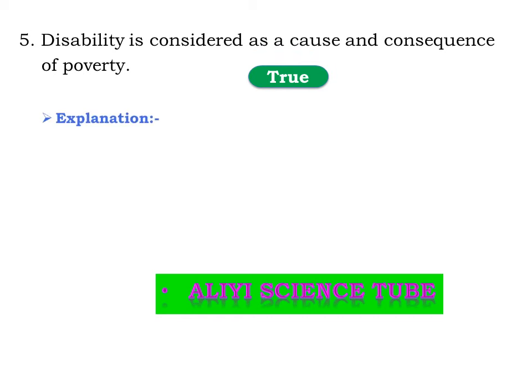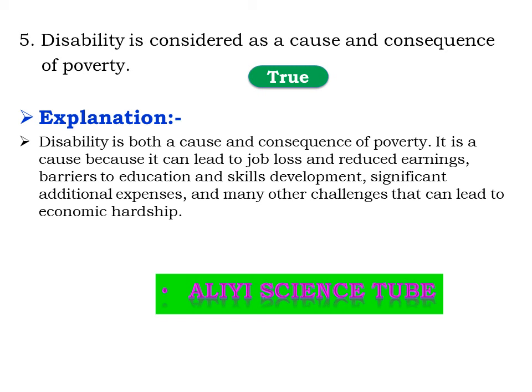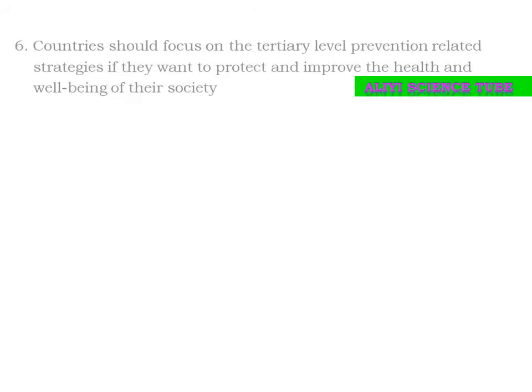So let us explain. Disability is both cause and the consequence of poverty. It is a cause because it can lead to job loss, reduced earning, barriers to education and skill development, significant additional expenses and many other challenges that can lead to economic hardship. So the answer is perfectly true.